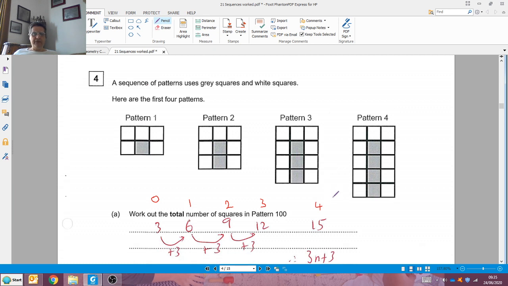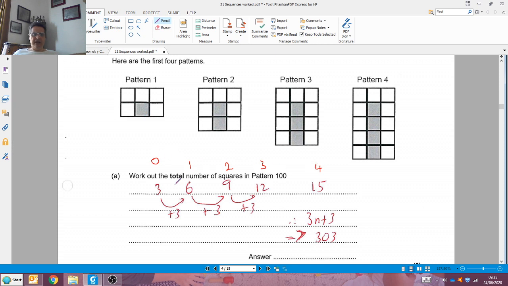Okay, so here is a pattern made of grey and white squares. Work out the total number of squares in pattern 100. Please note it's not whites or greys, it's the total. So the first pattern has 6 blocks in it. The second one has 9 blocks, the third one has 12, etc. This is a slightly different colour because I wanted to highlight first pattern, second pattern, third, etc. And of course you need the 0 pattern to get the 0 term. So it goes up in plus 3s, hence the 3n rule.